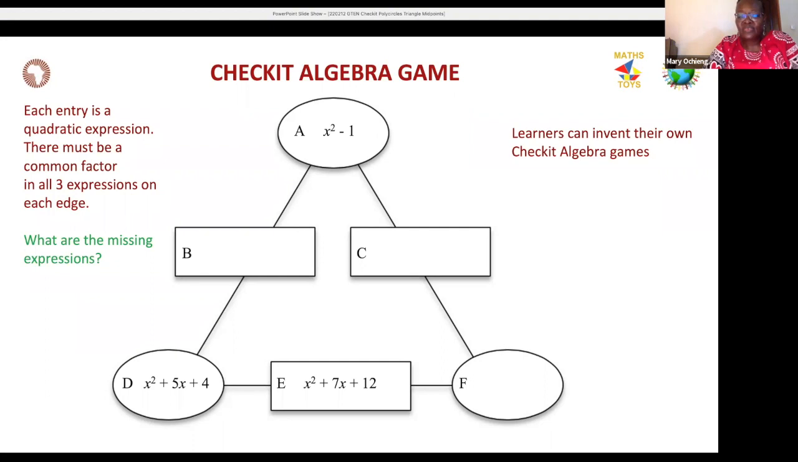Noxolo is saying that the common factor is x plus 1. So indeed, you could put x plus 1 in B, but that's not quadratic. So what we want you to do is to put in B a quadratic expression. I mean, x plus 1 is correct insofar as there is a common factor between A, B, and D, but each entry has to be a quadratic expression.